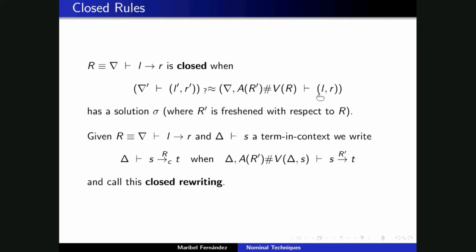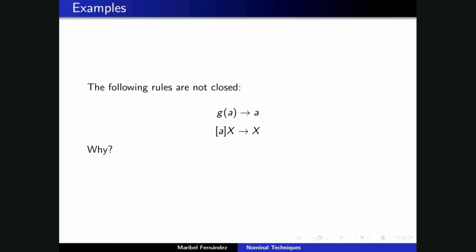So closed rewriting is actually rewriting with these renamed versions of rules. As I say, it means that we are restricting the language, so we can't write g of a goes to a. This rule is not closed. This one I explained already. It has a free. The test I gave you, which is pick a new version of the rule, let's say with b, and try to match with this one, fails.